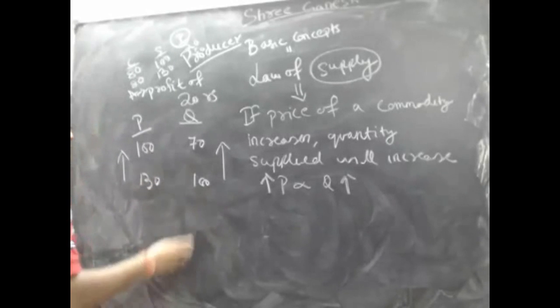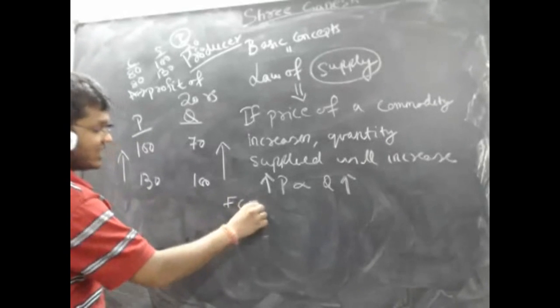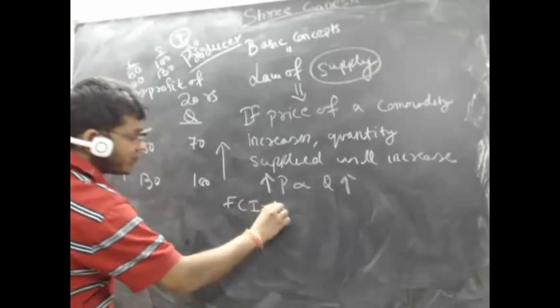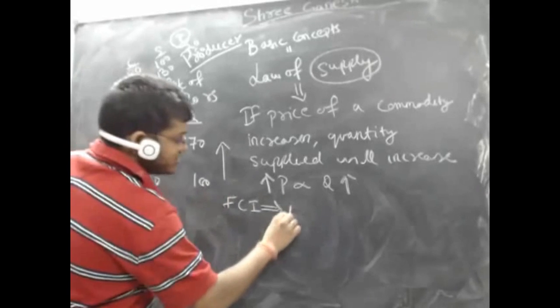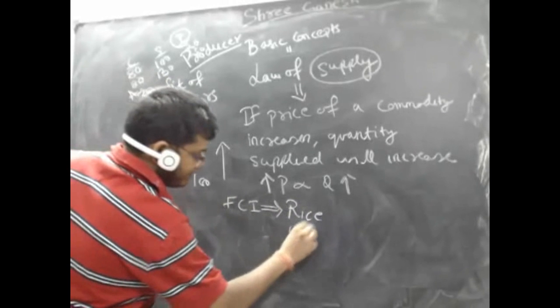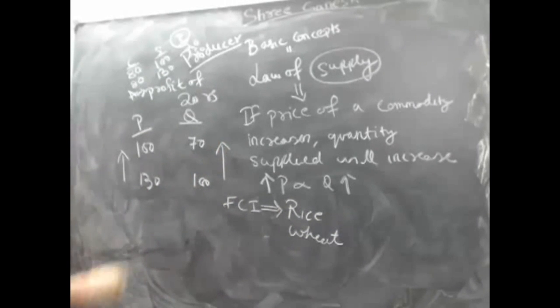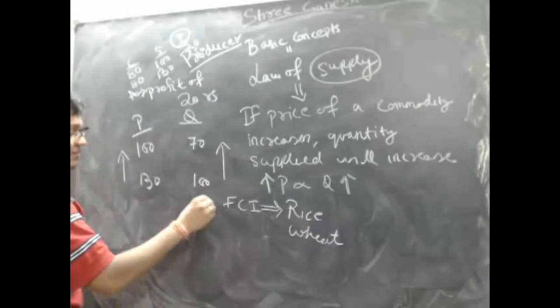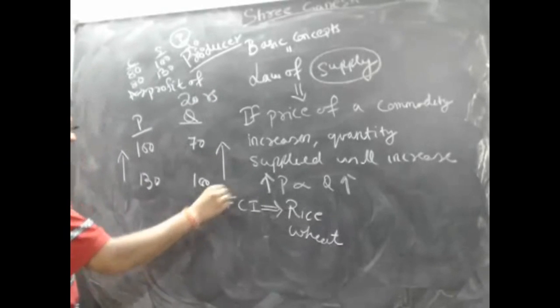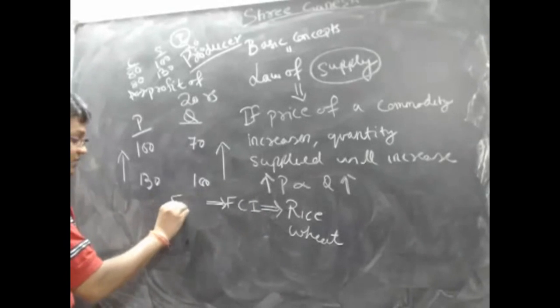Now let's take a real life example from your point of view, or from the civil service point of view. What government does is there is food. Through this Food Corporation of India, government wants to distribute rice and wheat to below poverty line people. Now, obviously, government is not the producer of this rice and wheat. So what does the government do? Through FCI, they distribute it. But from where do they procure? They procure it from farmers.